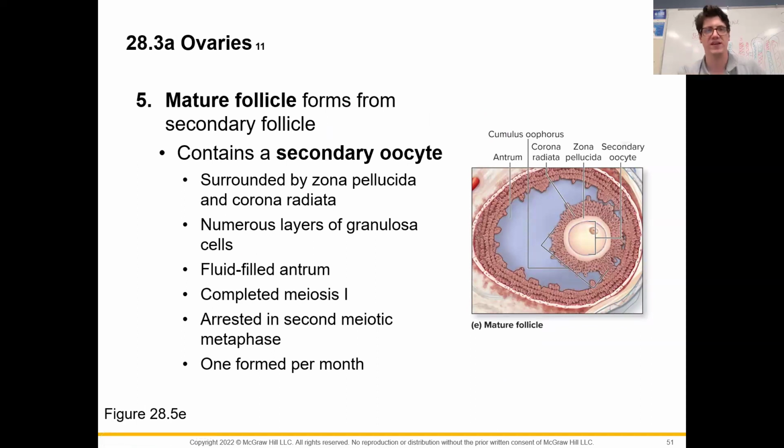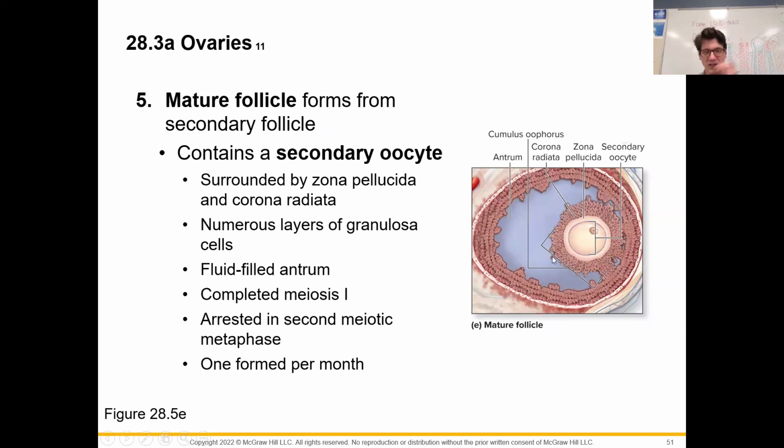Now, finally, we're going to have our mature follicles. So from primordial follicles to primary follicles to secondary follicles to antral follicles, and then finally our mature follicles. Once we get to the mature follicles, now we have what we're going to call the secondary oocyte, okay?